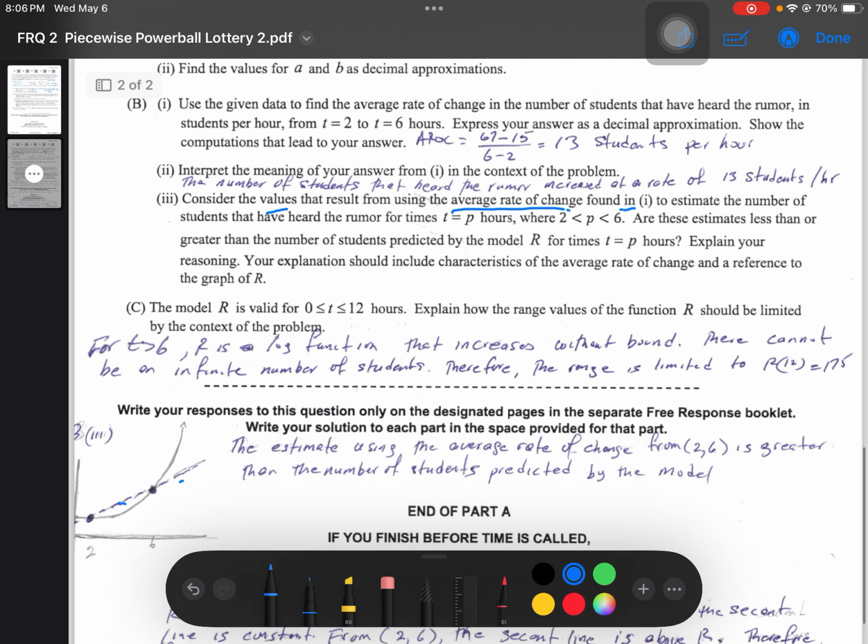They're saying consider the values that result from using average change to estimate the number of students that have heard the rumors. That's your estimate from your secant line, all right? And they want to know, are these estimates less than or greater than the number of students predicted by the model? Now, it's good to kind of sketch a graph, okay? So between 2 and 6 now, because it's a piecewise function, I've got to figure out which function I am going to use for this part.